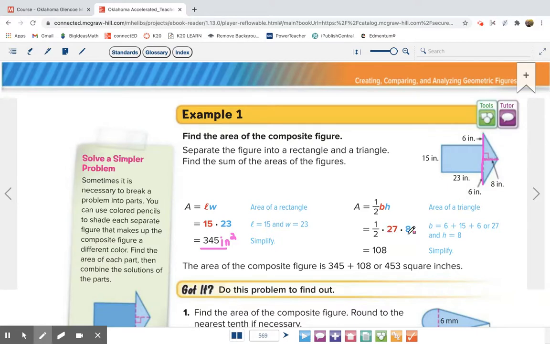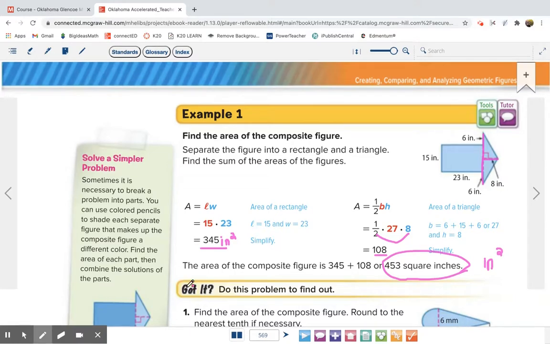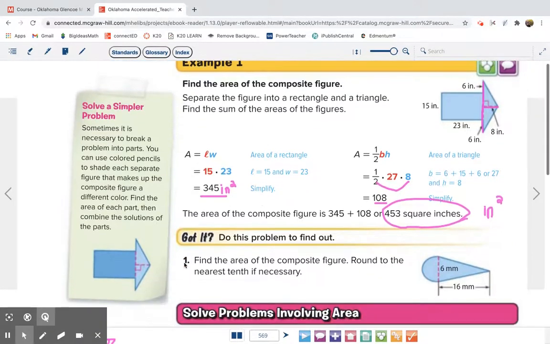Now from this part, I like to go ahead and multiply these two first in this problem because that's easier. 1/2 of 8 is 4. Then I just have to do 4 times 27, which is 108. So we're still not done. We have to then go back, that's the area of just the triangle, and add those two together to get the total area of that figure. And it is 453 square inches, and we would just write that inches squared. Okay, so I'm going to have y'all try one.